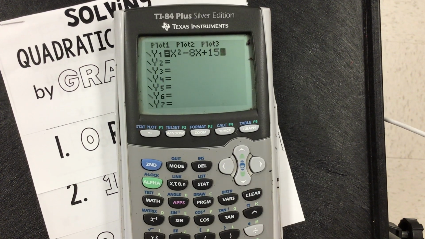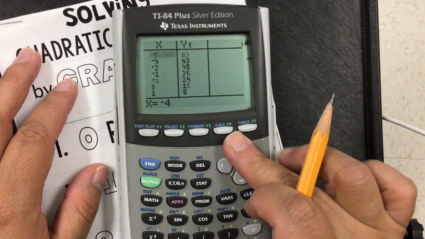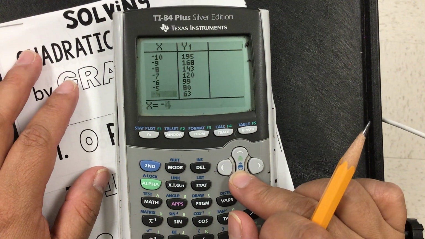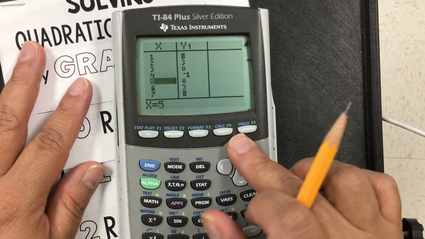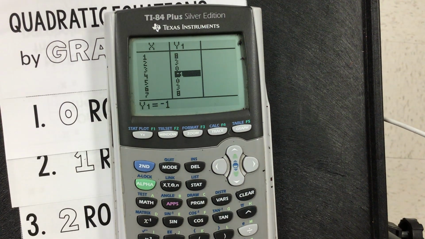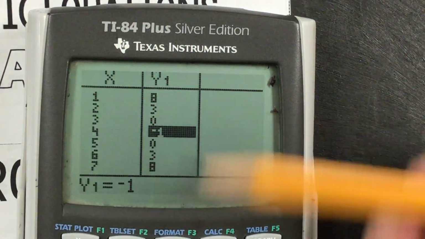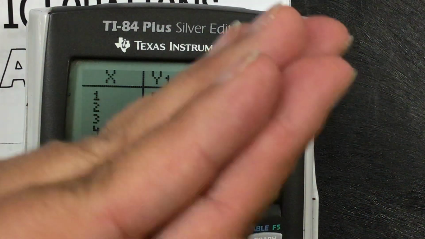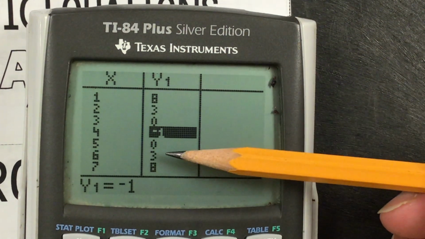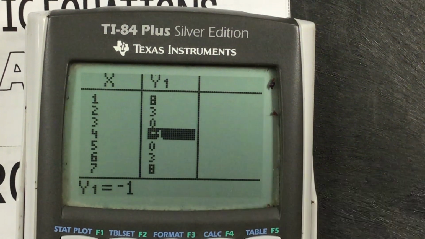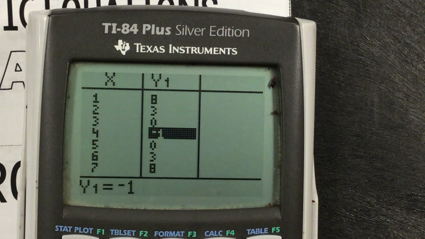And what we've been doing is hitting second graph to go to the table. Remember, you can always scroll up and down. What you're looking for is this point right here, which is called the vertex. The reason that it's the vertex is because it's symmetrical on both sides. That means if we were to fold the calculator over, we'd have the same thing on both sides. We have 0, 3, 8, and then on the other side, 0, 3, 8. We plot those points, and then we get the information we need.